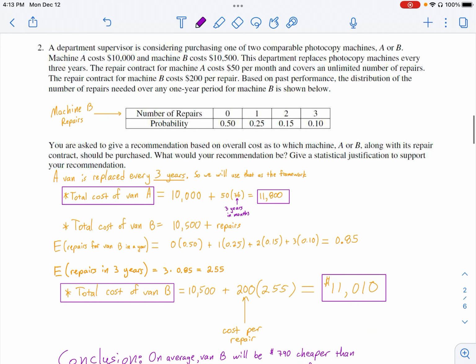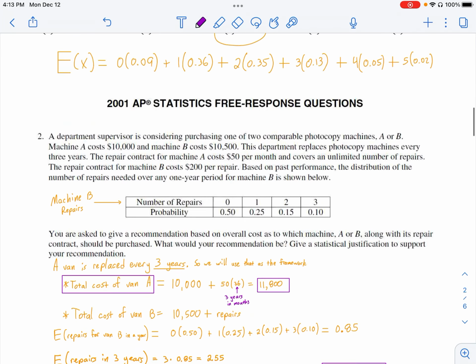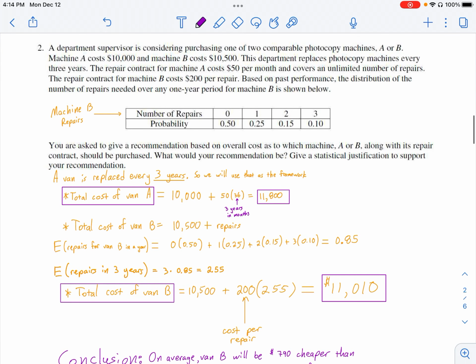Number 2. This is an FRQ that you might see. This is talking about a company that's considering buying 2 different machines. Okay, photocopy machines. Yep, machine A and machine B. They replace photocopy machines every 3 years. Okay, and then they have to repair these machines.